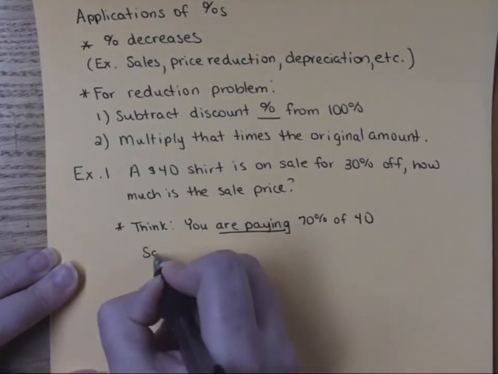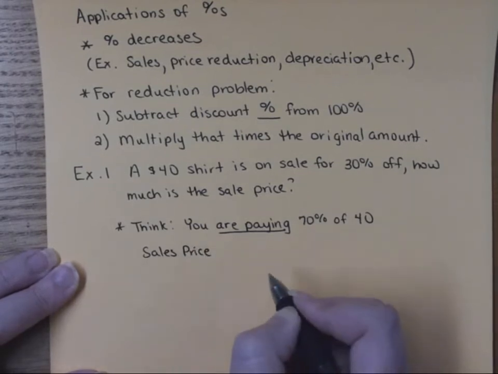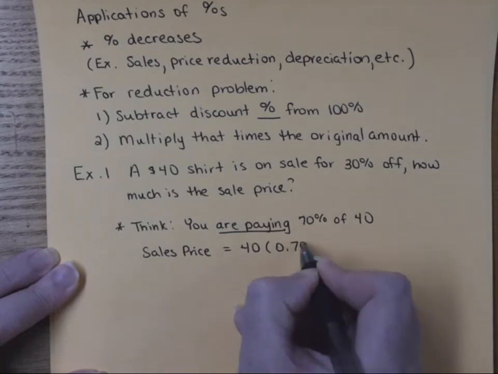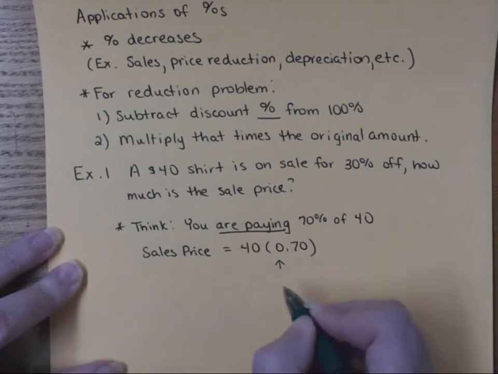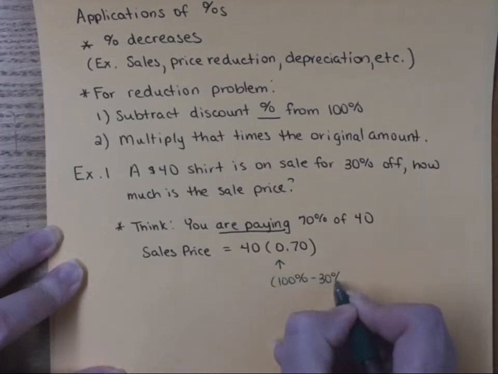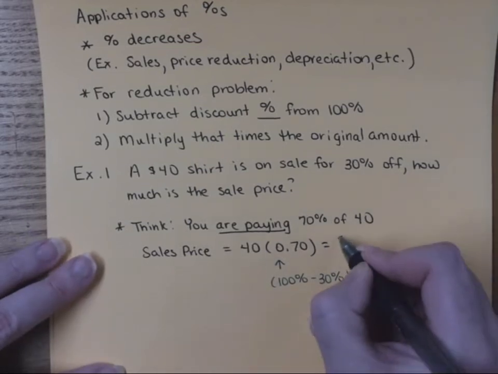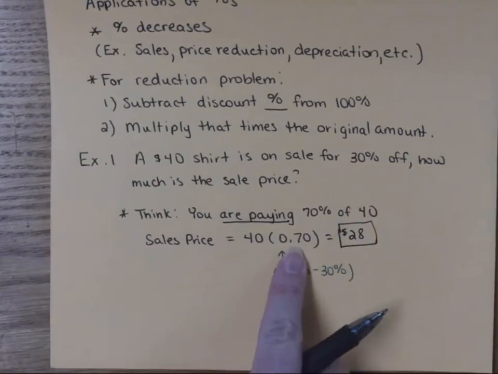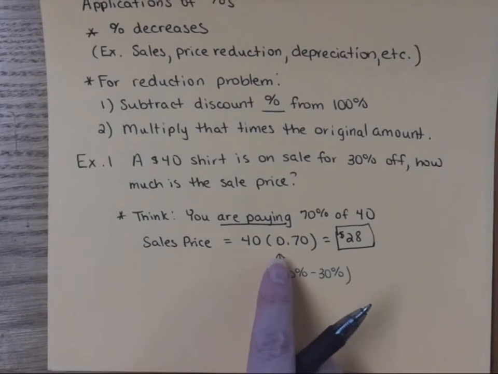Okay. And so the sales price, more directly than having to multiply and then subtract, you can just do 40 times 0.70, okay? And of course, the 0.70 is just the decimal form of 100% minus 30%. And then if we pay attention to decimal places, we'll just get $28 here. You could just do 4 times 7, right, and then move the decimal place once. You can do that one in your head if you do it that way.